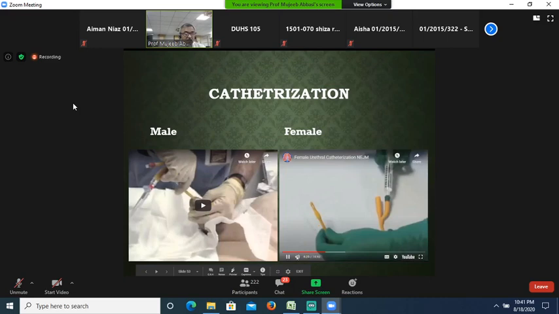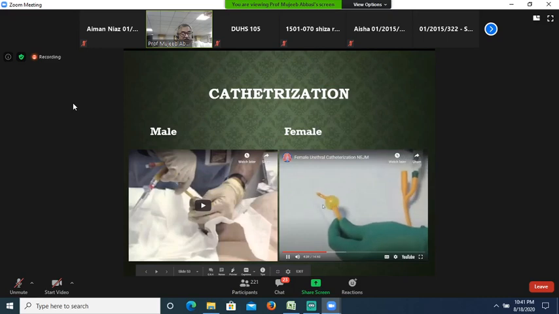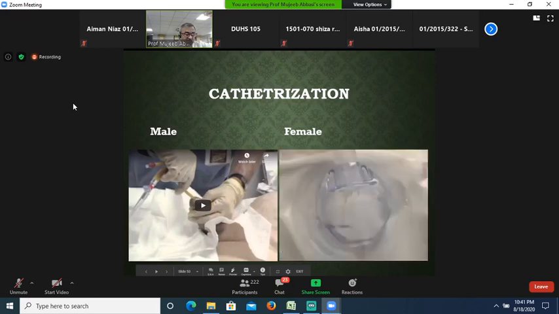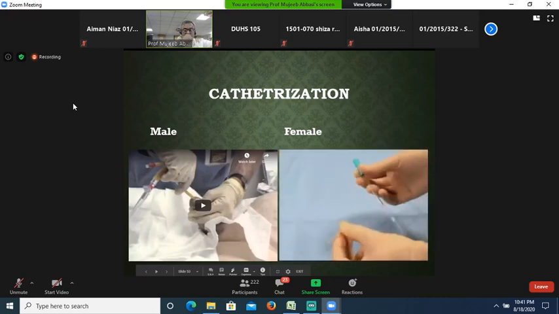Foley's catheter is used in females. It's a double straight tube catheter with a balloon at the end. It's basically tested before putting it in. This is a 3-way catheter, triple lumen. It's for bladder irrigation after bladder surgery, or for patients requiring continuous irrigation. And this is a once-off straight catheter to get a urine sample.